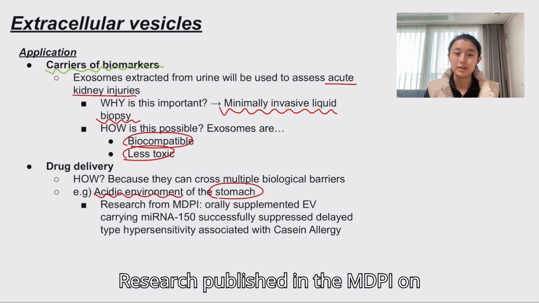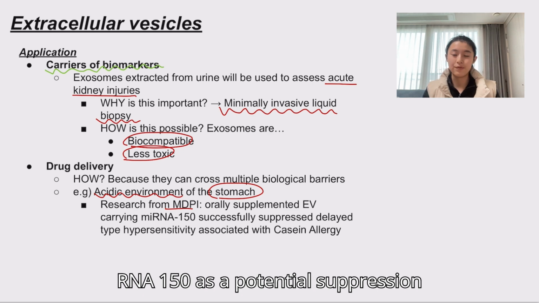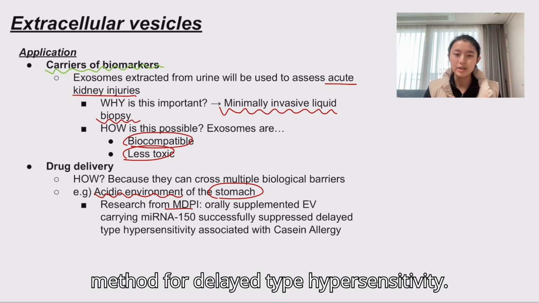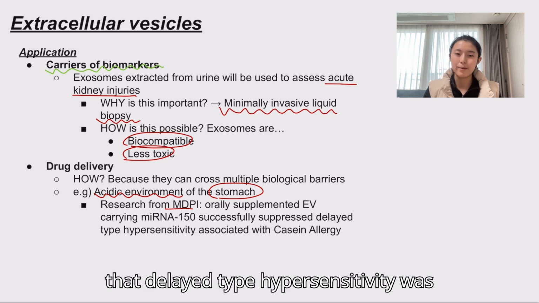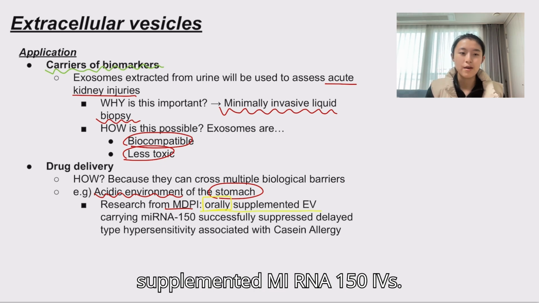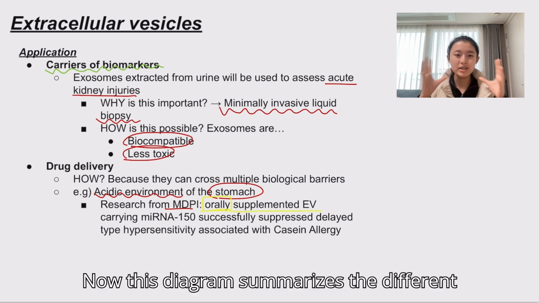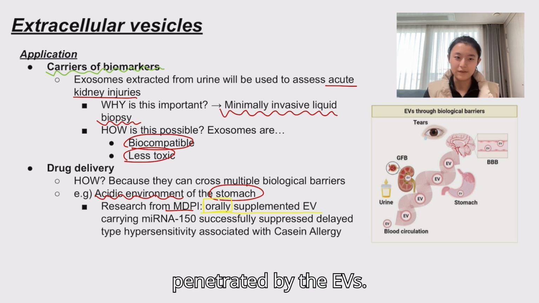Research published in the MDPI on extracellular vesicles carrying the miRNA 150 as a potential suppression method for delayed type hypersensitivity, underlying casein allergy, revealed that delayed type hypersensitivity was successfully reduced by orally supplemented miRNA 150 EVs. Now, this diagram summarizes the different biological barriers that can be penetrated by the EVs.